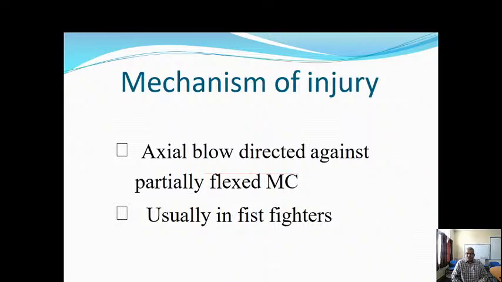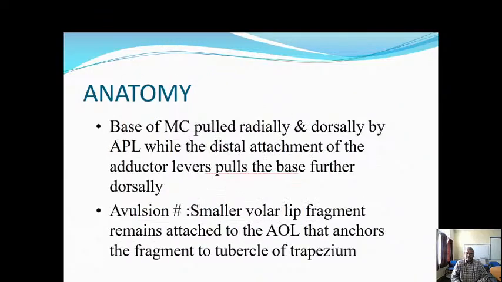The mechanism of injury is an axial blow directed against the partially flexed metacarpal, usually in fist fighters. Whenever there is a fist fight, if there is an axial blow directed against the partially flexed metacarpal, there is a tendency for fracture of the base of the first metacarpal.